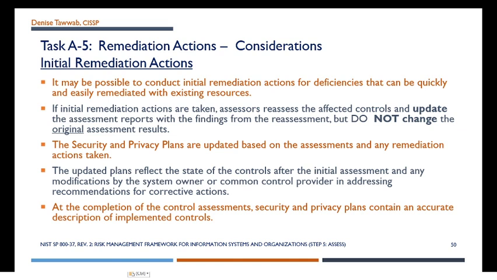Remember, your security and privacy plans must reflect the latest implementation information. The updated plans reflect the state of the controls after the initial assessment and any modifications by the system owner or common control provider in addressing recommendations for corrective actions. At the completion of the control assessments, security and privacy plans will contain an accurate description of the implemented controls. So when all is said and done, again, your security and privacy plans will reflect the controls as implemented.